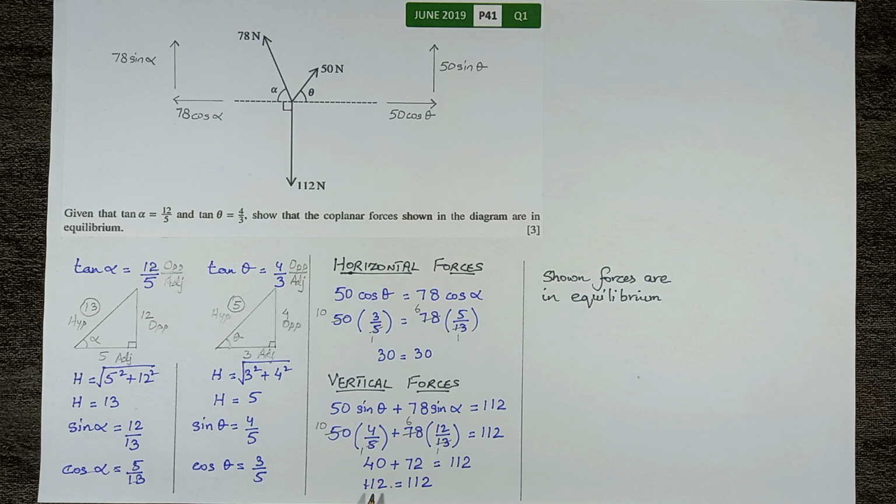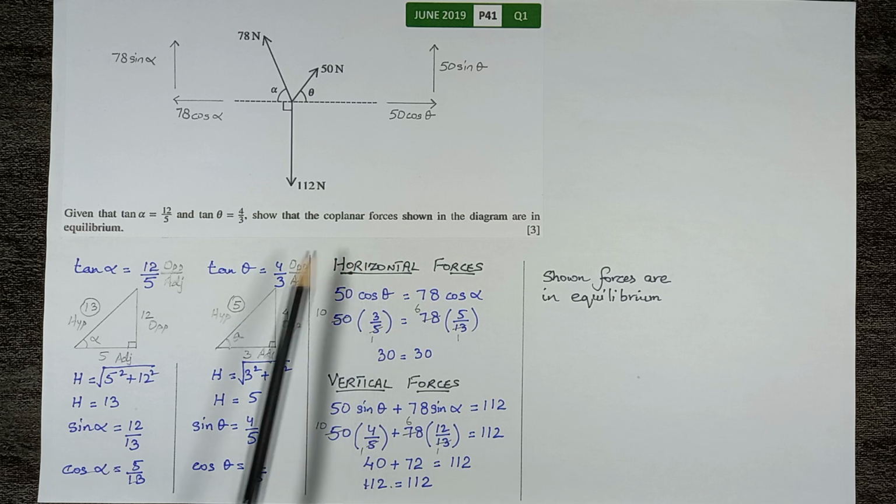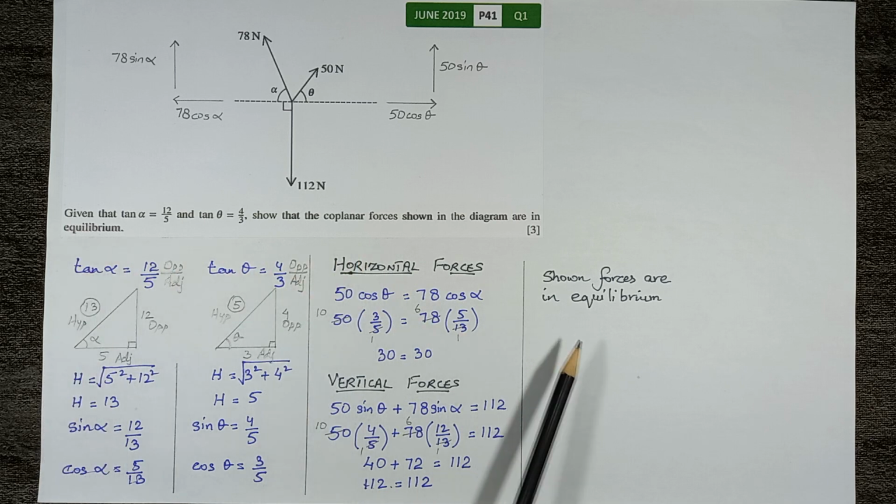So finally we have shown that the horizontal forces are making a condition of equilibrium as well as the vertical. The question was to show that the forces are in equilibrium. We have shown that.